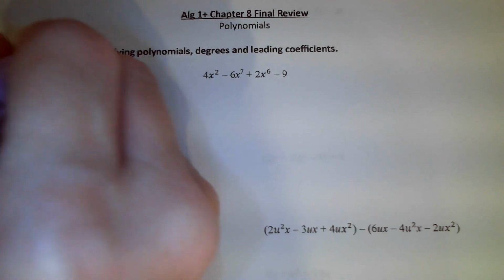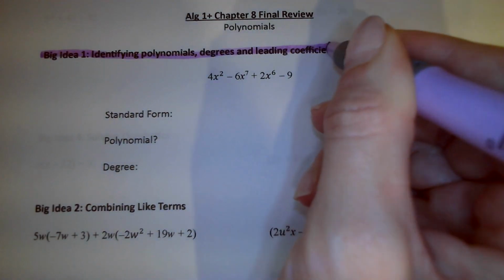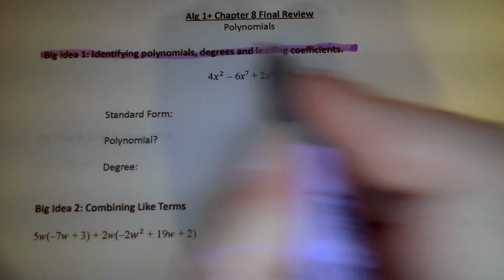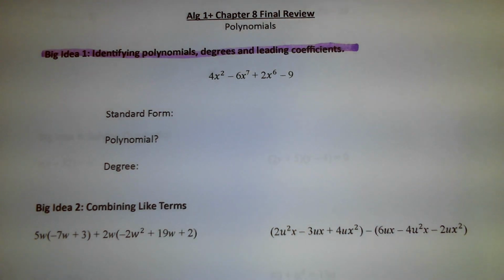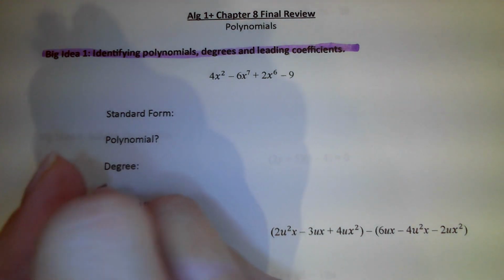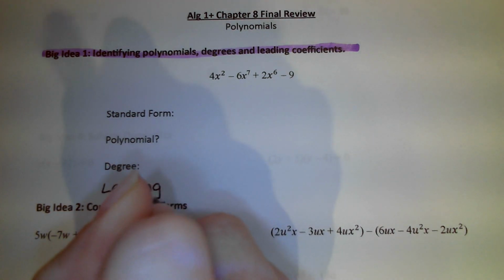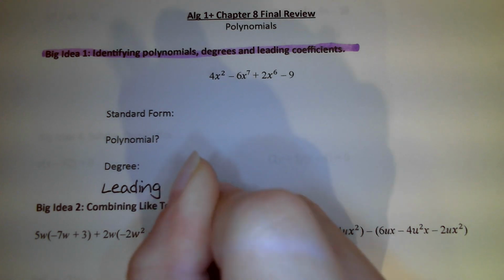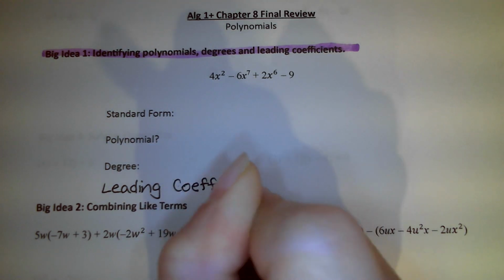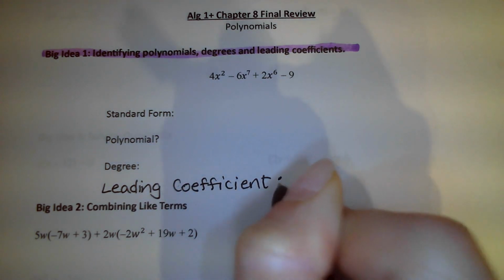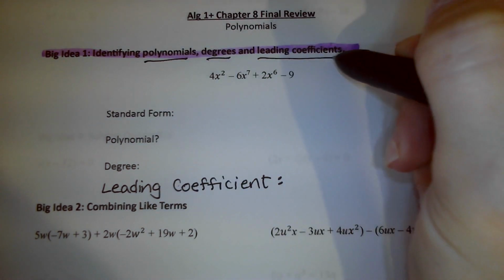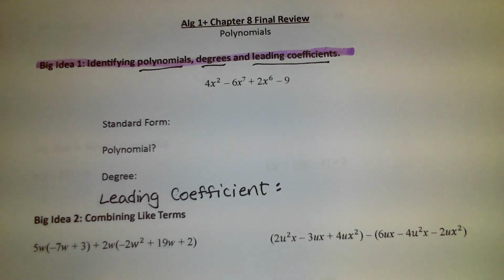Now, first big idea, identifying polynomials, degrees, and leading coefficients. Before we get started, I'm just going to add leading coefficient to my list so I don't forget to include every single piece. That's often a mistake on tests, when they ask us for multiple things: the polynomial, the degree, the leading coefficient. That's when we forget something.